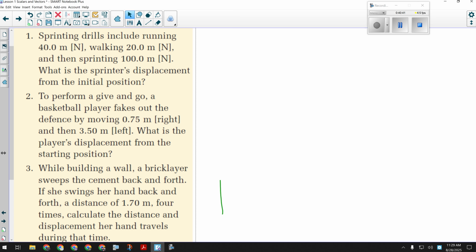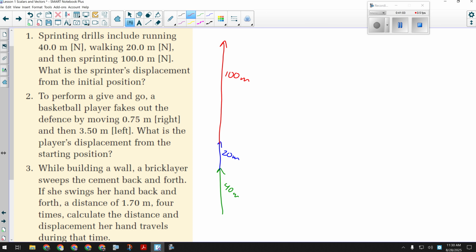All I'm doing is saying they went 40 meters north, and then they went 20 meters north, and then they went 100 meters north. Now, the way I drew that is how we draw what we call vector diagrams, tail to head. I put the tail of the next vector onto the head of the first, and I draw them as arrows, and I just keep making them point whatever direction they're going.